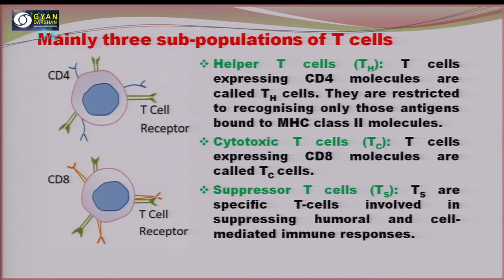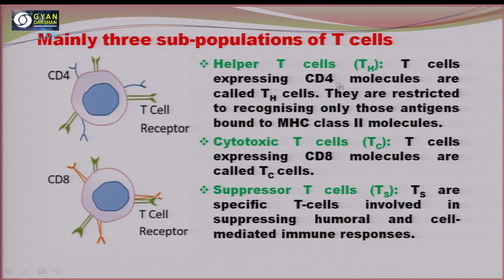There are mainly three subpopulations of T cells. One is the T helper cells, and then the T cytotoxic cells. The third one is the suppressor T cells, a specific T cell involved in suppressing humoral and cell mediated immunity. And cytotoxic T cells express CD8. You can see here the CD8 molecules present on the surface of the T cells, called cytotoxic cells. Another is the CD4 receptor.